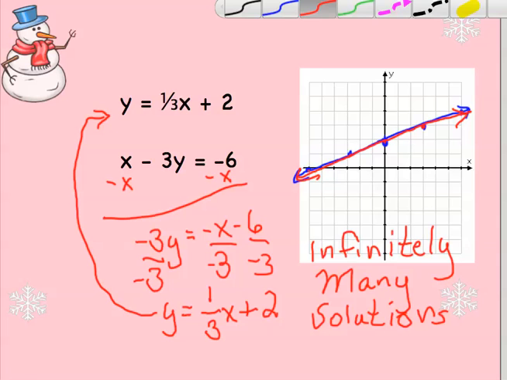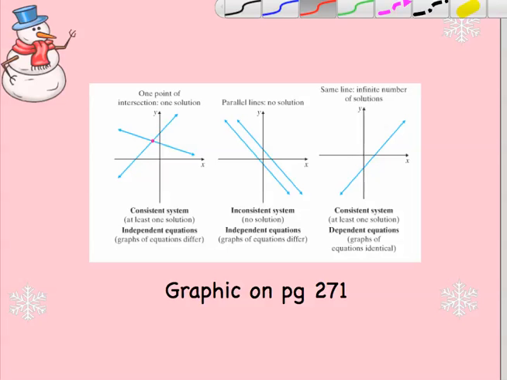The textbook on page 271 refers to these three different types of solutions. When lines intersect at one place, they're said to be consistent and independent. I know this particular thing is on the final exam, so it's something you do want to study for. If there is a solution at all, it's a consistent system. If there's no solution, the system would be inconsistent.